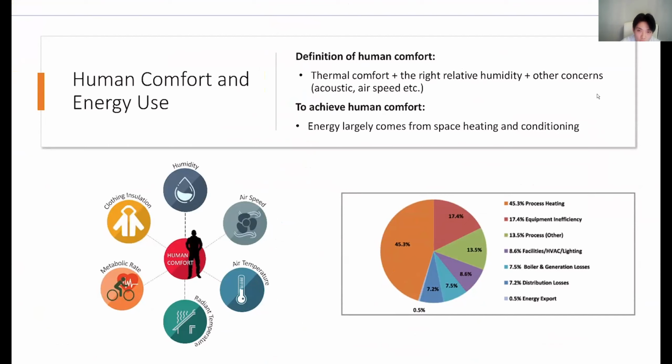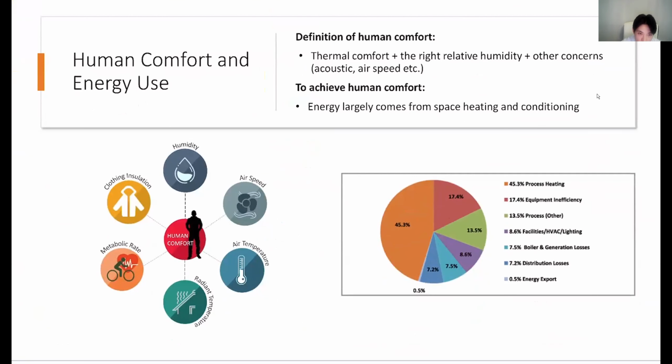Right off the bat, what is human comfort? It's not just simple thermal comfort, where we want a temperature of 23 degrees Celsius indoors to feel comfortable. That's just thermal comfort. We as humans have a lot of demands. Maybe we don't say it, but we inherently do need a lot of things. These demands include relative humidity. We don't want the space to be too moist or too dry. It's going to either make us sweat a lot or make our skin dry. And other concerns as well.